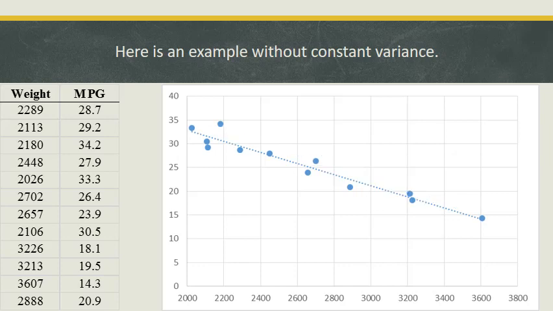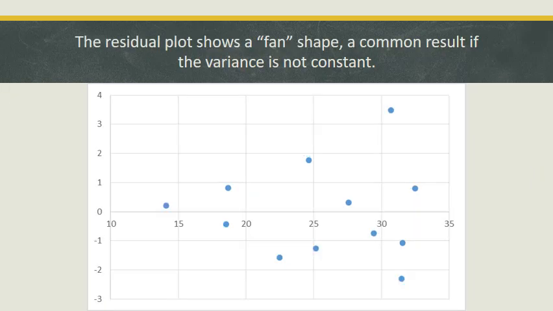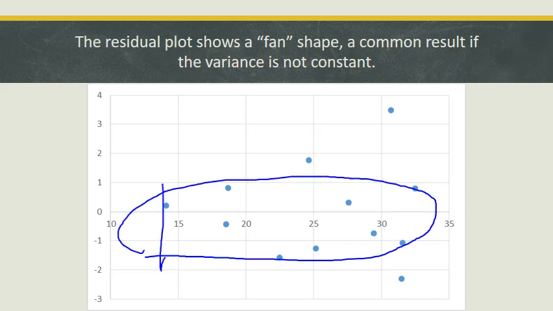But let's calculate the residuals and plot them. Here's the residual plot. The problem with this graph is that the width of the cloud keeps changing, and this indicates non-constant variance. Our random cloud of points should have more or less constant width.